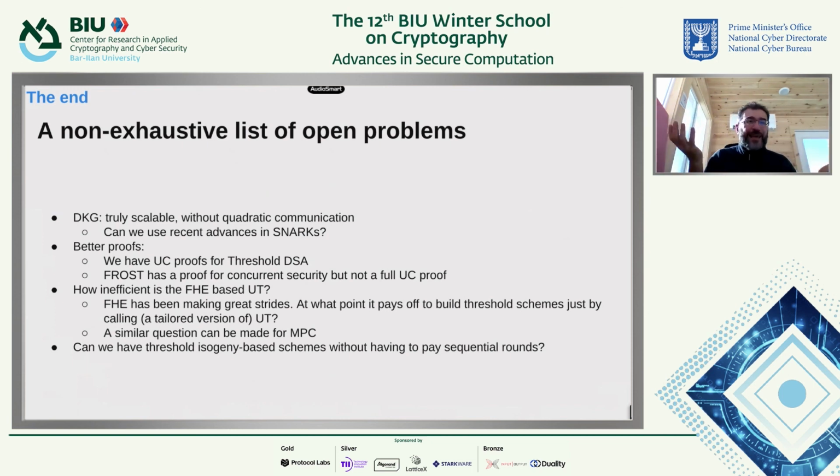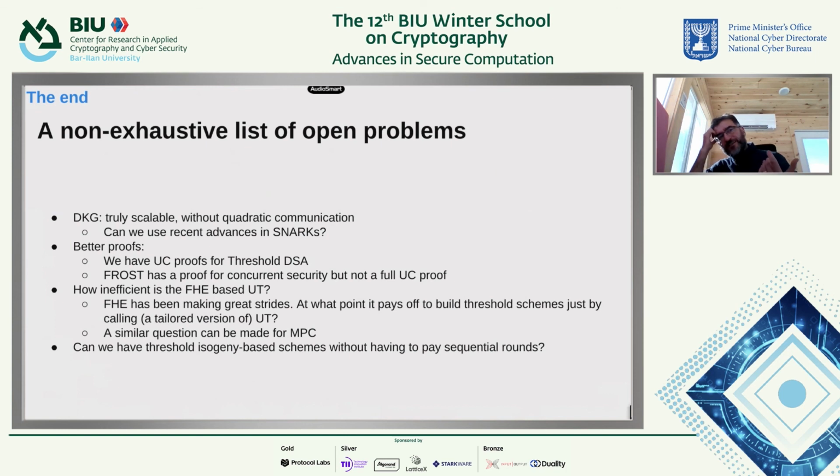So in theory, we can. The question is, can we actually build it, right? Lots of these problems have a theoretical component, but they also have an engineering optimization component that are really both fascinating in each side, right? Better proofs. One thing that I didn't mention was that the threshold DSA protocol that I showed you yesterday has a proof in the universal composability framework. I am not aware of a UC proof for Schnorr.